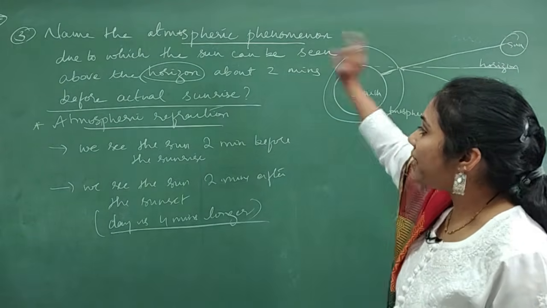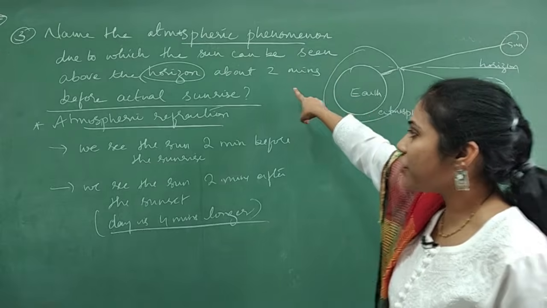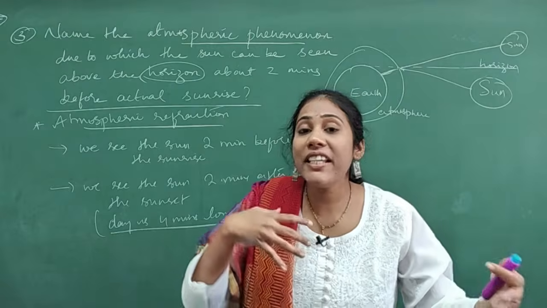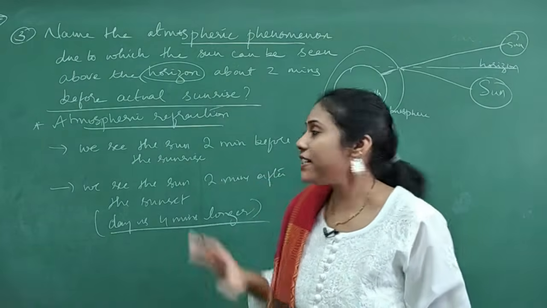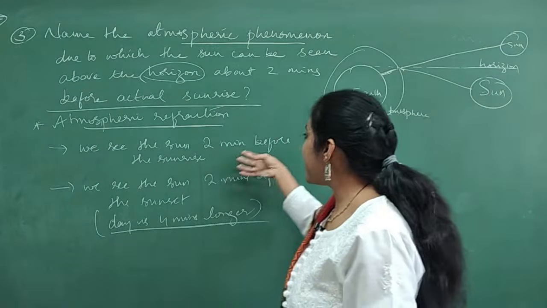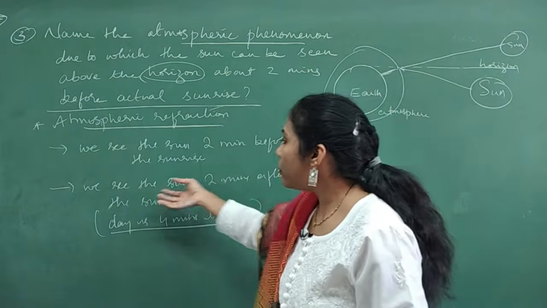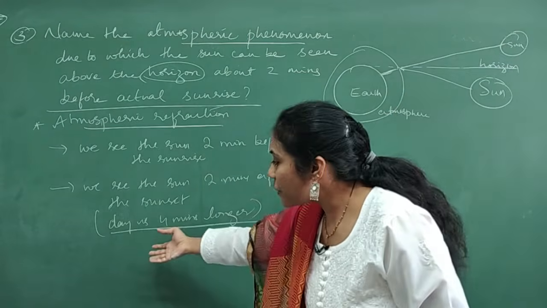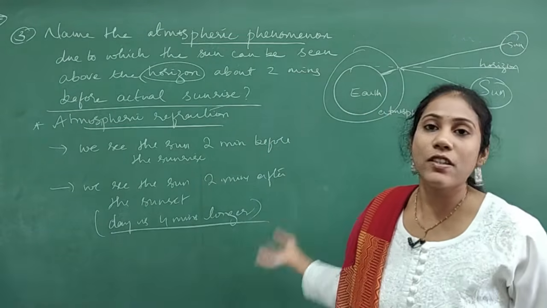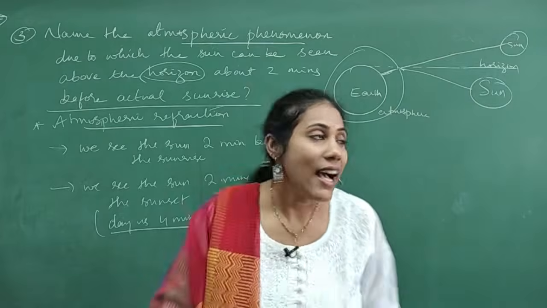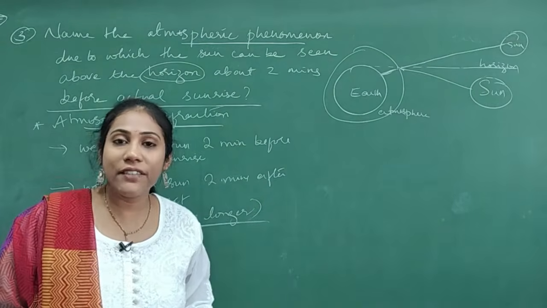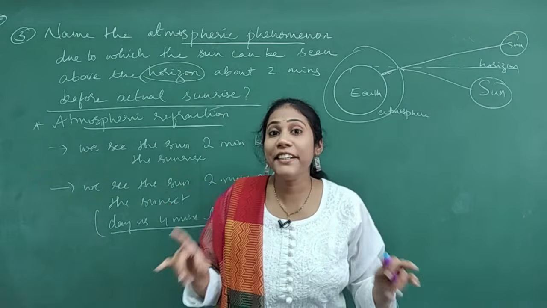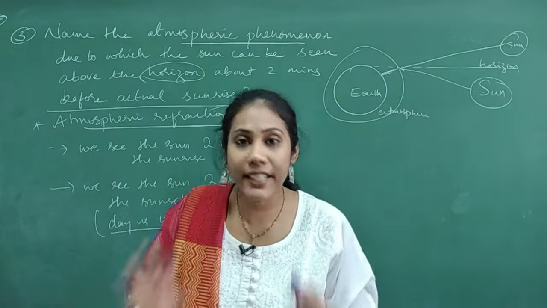For this question, the answer is just 1 mark. It's a 1 mark question. The answer is just atmospheric refraction, because I am telling you the various ways of asking a question. They would ask you, why do we see the sun 2 minutes before the sunrise? Or why do we see the sun 2 minutes after the sunset? Or why is our day 4 minutes longer? For this, I gave you the explanation. Clear, everybody? So these are the questions relating to a concept called atmospheric refraction.